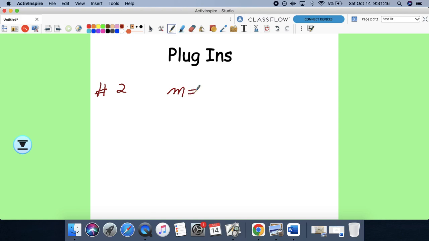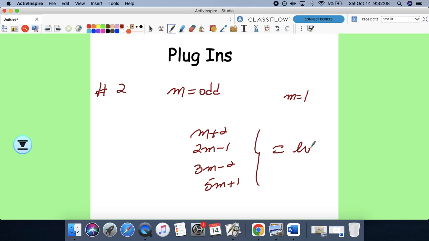So m is an odd integer. Which of the following expressions represents an even integer? Well, we have m plus 2, 2m minus 1, 3m minus 2, and 5m plus 1. So let's pick an odd number again. Pick an easy one. So we want an even. So which of these would equal an even?